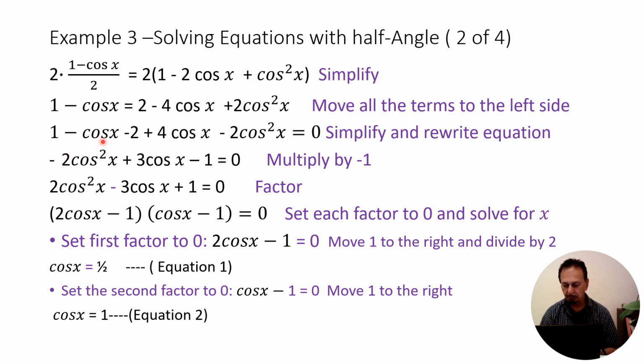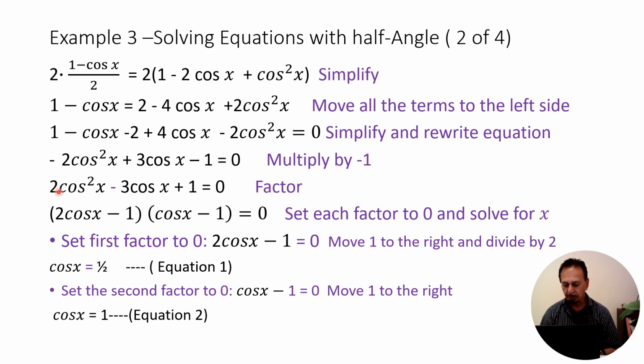So we'll have 1 minus cosine x minus 2 plus 4 cosine x minus 2 cosine squared x equal to 0. Now we combine like terms and rewrite. So we have negative 2 cosine squared x, minus cosine x plus 4 cosine x gives 3 cosine x, 1 minus 2 gives minus 1, equal to 0. Now the square term is negative, so we multiply it by negative 1.